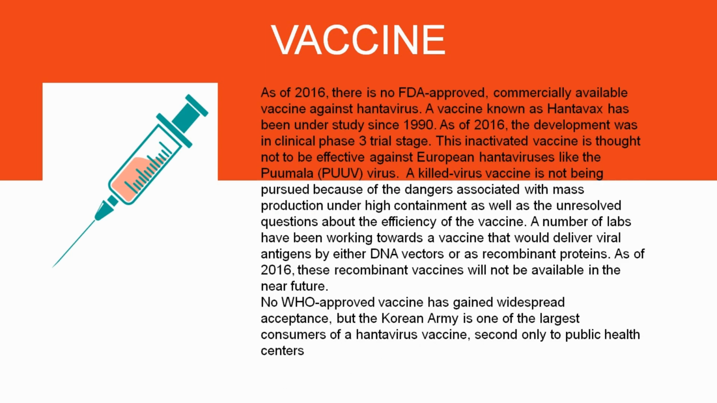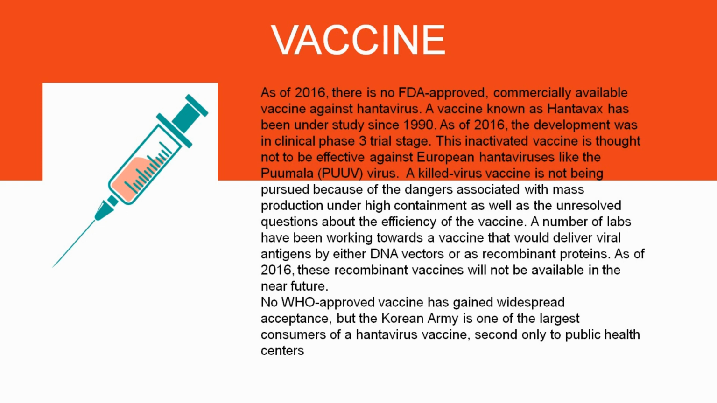Vaccine. As of 2016, there is no FDA-approved, commercially available vaccine against hantavirus. A vaccine known as HANTAVAX has been under study since 1990. As of 2016, the development was in the clinical phase 3 trial stage. This inactivated vaccine is thought not to be effective against European hantaviruses like the Puumala virus. A killed virus vaccine is not being pursued because of the dangers associated with mass production under high containment, as well as the unresolved questions about the efficiency of the vaccine.